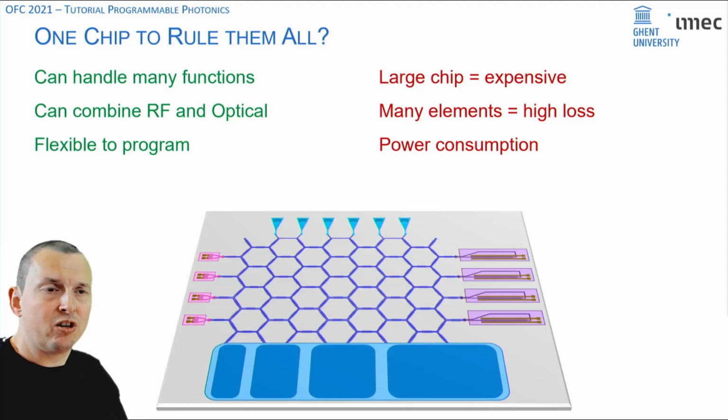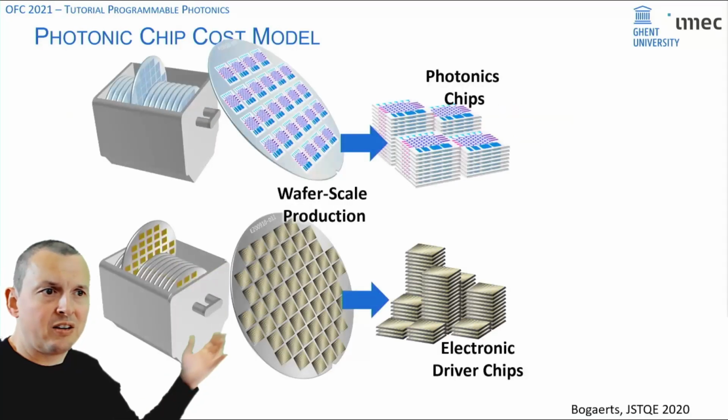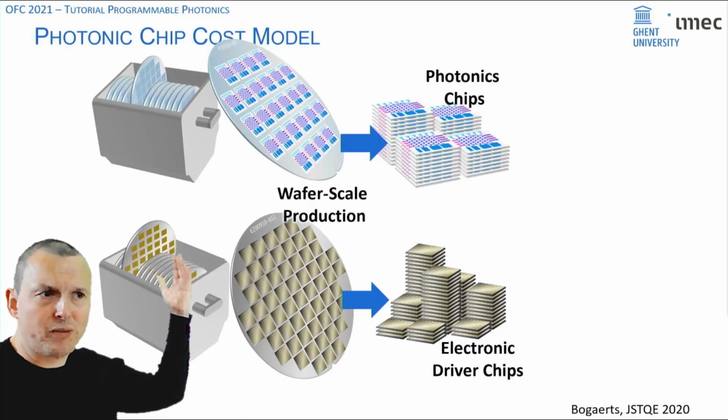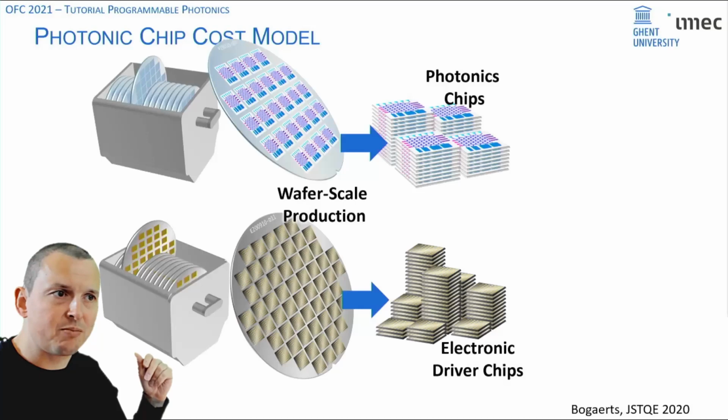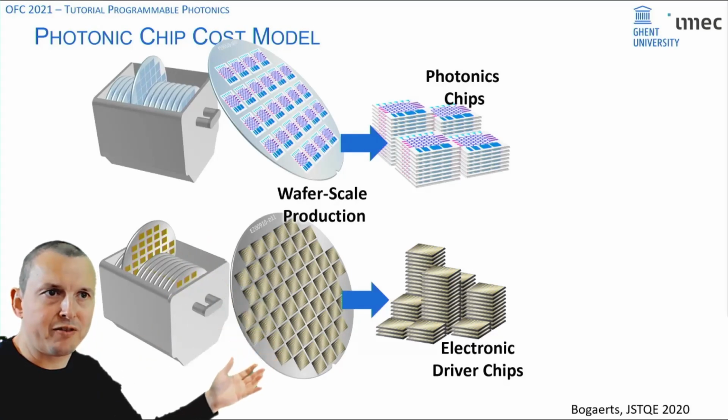And one of them could be in the cost to prototype new functionality. What's the cost of a photonic chip? Well, eventually you have to go to wafer scale processing. So that's actually a quite costly process because you have to make masks and all these processing steps. And you don't have to do that just for the photonics, but also for the electronic driver chips.